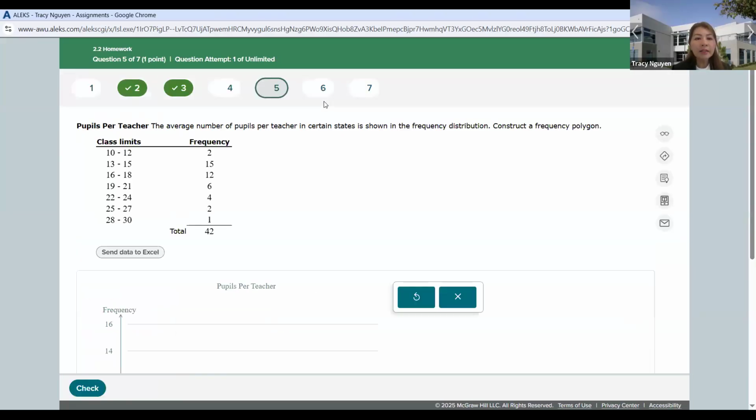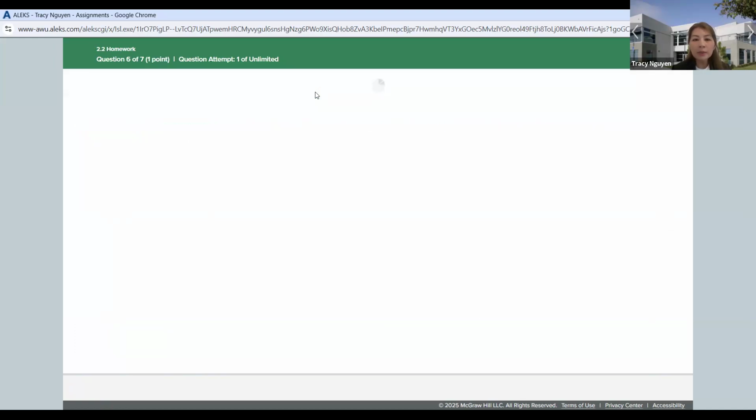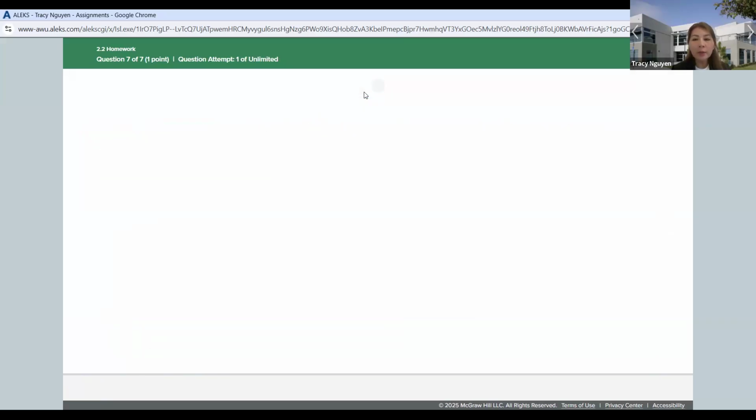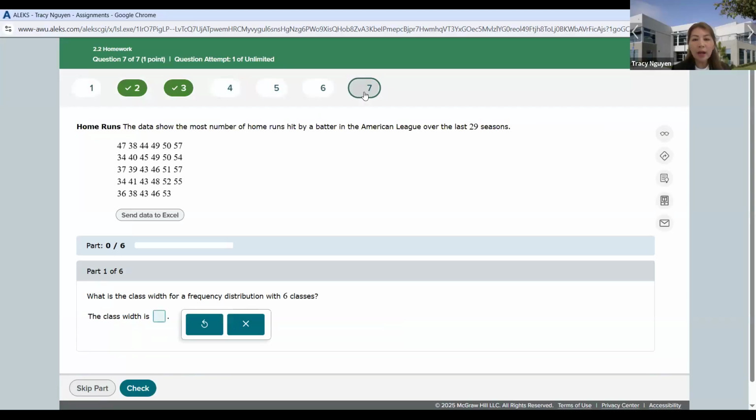Question number 5, you're doing the frequency polygon. Question number 6, you are doing it for the ogive. And question number 7, you have another problem in terms of raw data like this. And that's what I have covered for you for section 2.2.